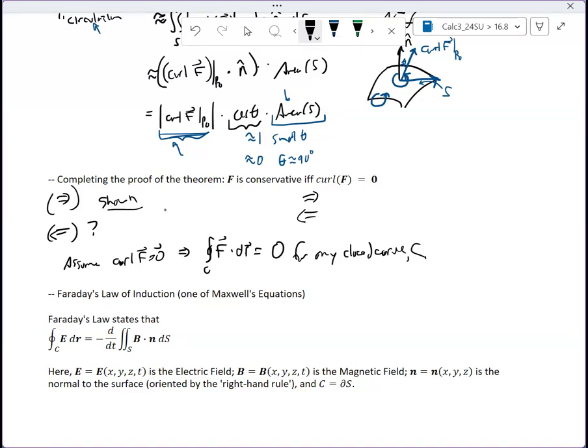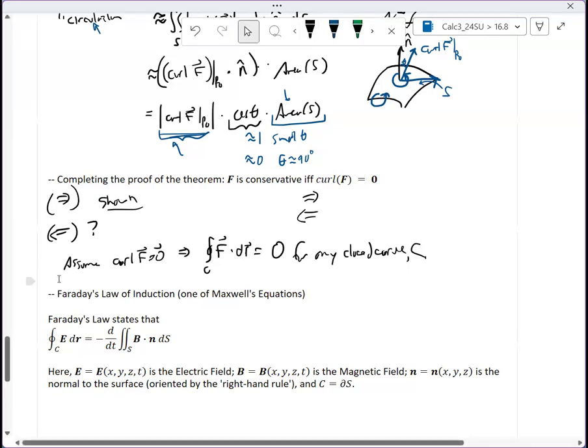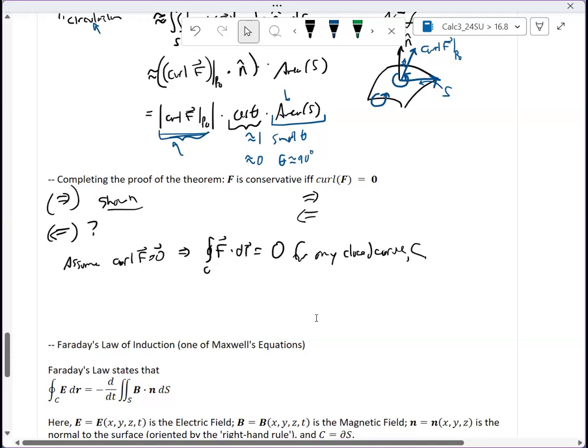So for any closed curve C, the line integral over that closed curve of f dot dr is 0 if the curl of f is 0. This is by Stokes' theorem, which we showed.